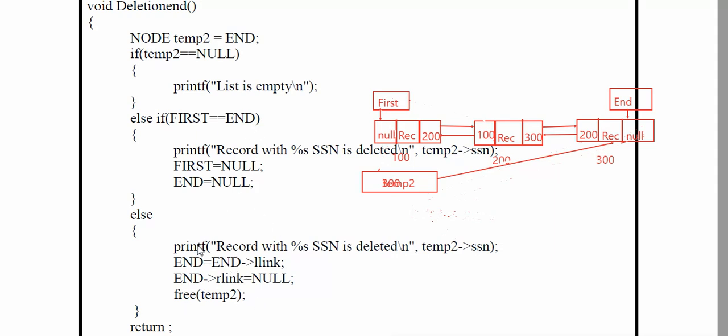As we know, a doubly linked list can be traversed in both directions, forward and backward. So here the first condition tests whether the list is having any nodes.